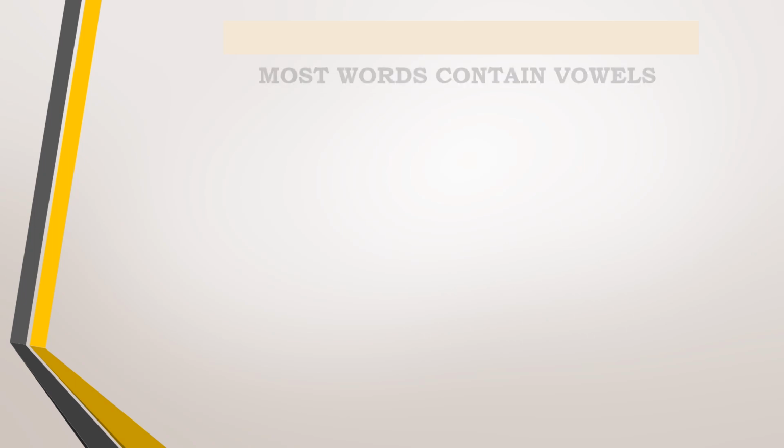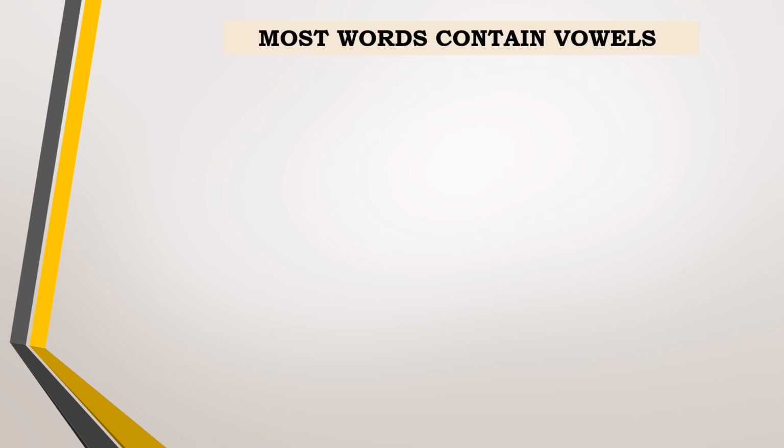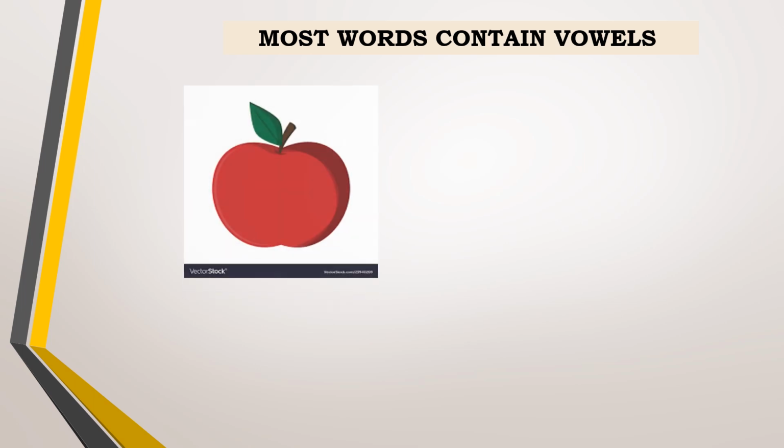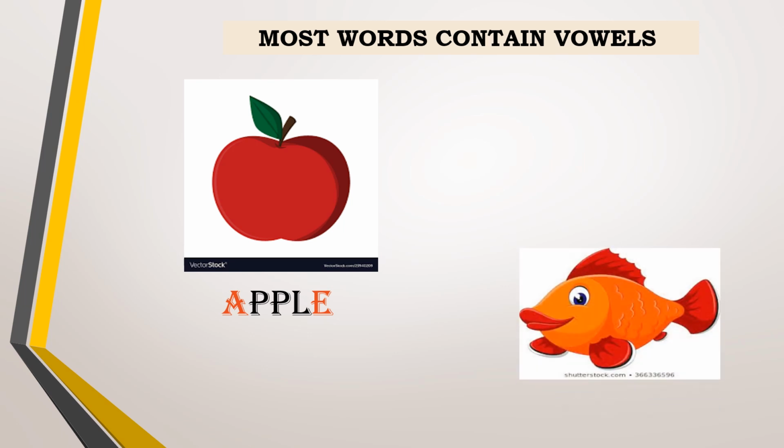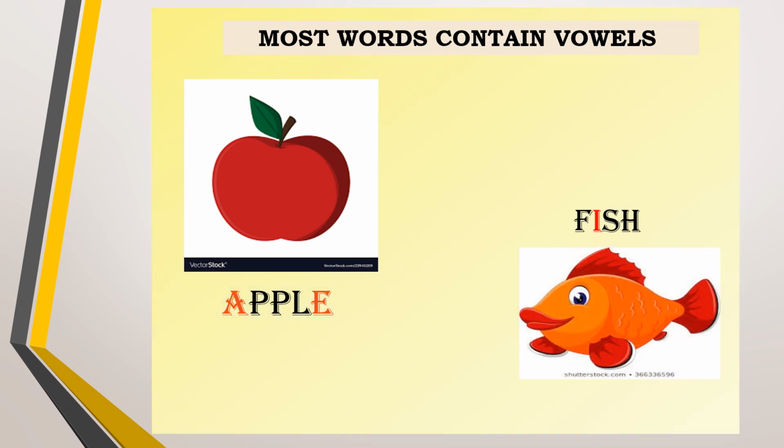Now let's see. Most words contain vowels. For example, this is a picture of an apple. So what is the spelling of apple? A-P-P-L-E. So here can you mark and say which are the vowels present? A is present and E is present. So in the word apple we have 5 letters. In that 2 letters are vowels. Next, this is a fish. What is the spelling of fish? F-I-S-H. So which letter is the vowel here? I is a vowel.